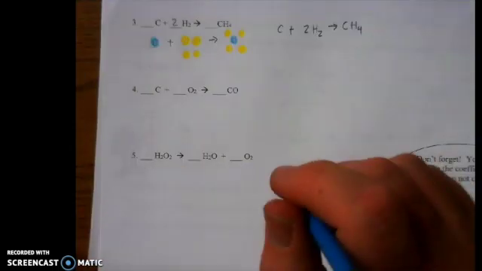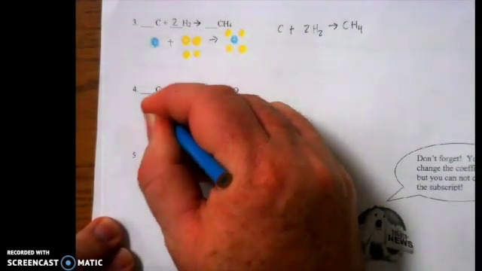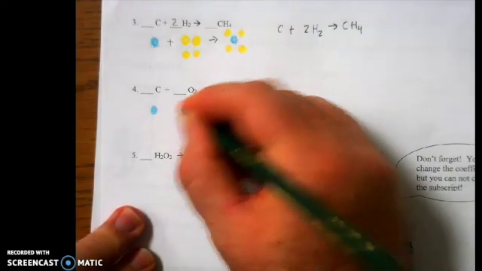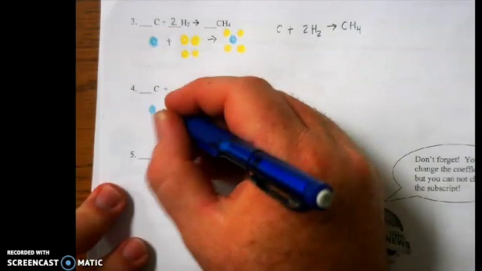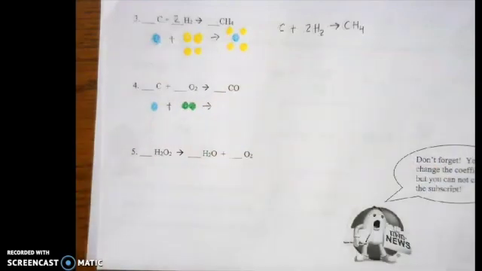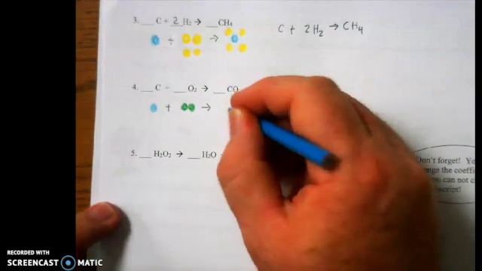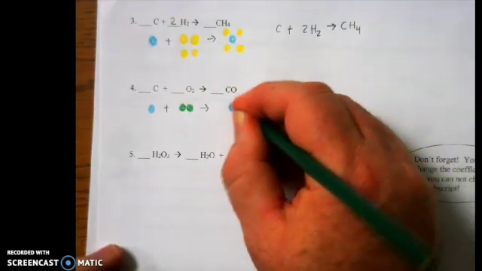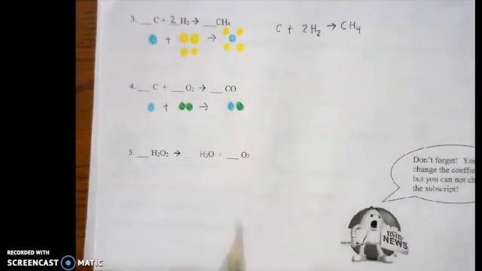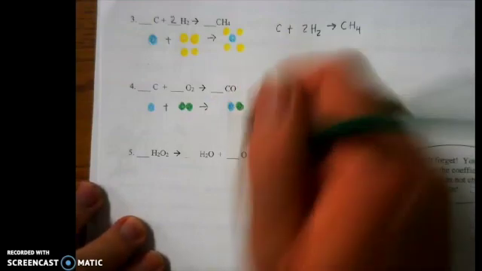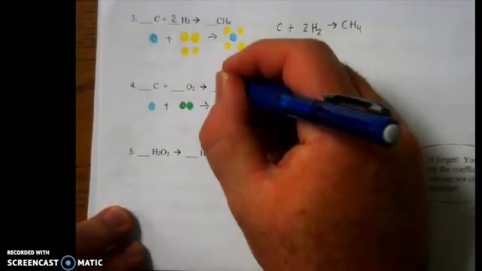All right, so now number 4, we've got 1 carbon and 2 oxygens in the form of 1 O2 molecule. So if we combine 1 carbon with an O2 molecule, it will yield 1 CO molecule. But that does not balance. So we've got carbons balanced, but we have 2 oxygens on the left and only 1 on the right. So we need to add a coefficient of 2.